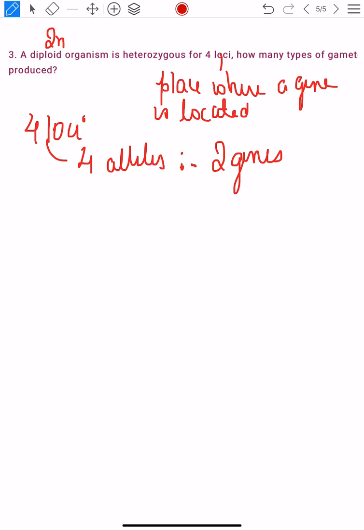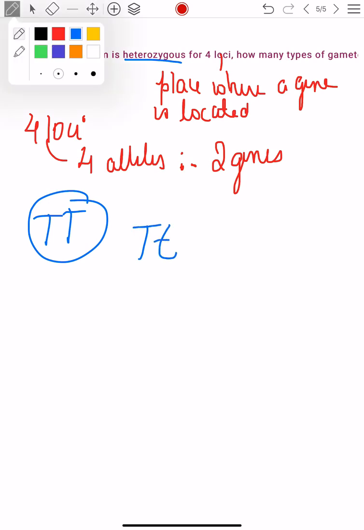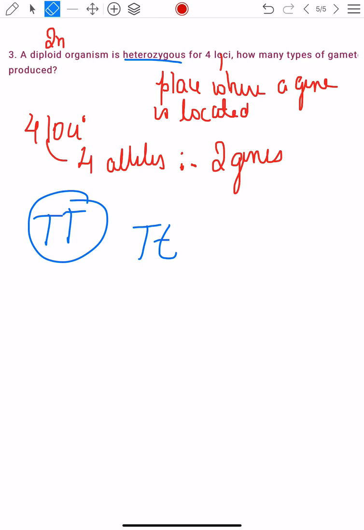Now the second thing they have given is that it is heterozygous. What is the meaning of heterozygous? That the pair of alleles are differing. Suppose I am talking about a gene for tallness, it cannot be capital T capital T, because that is homozygous tall. It has to be one capital and one small. That means one tall and one dwarf allele combine to become the gene.